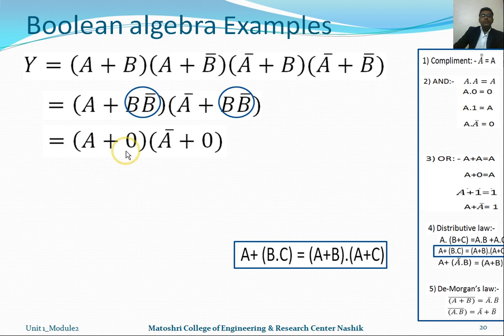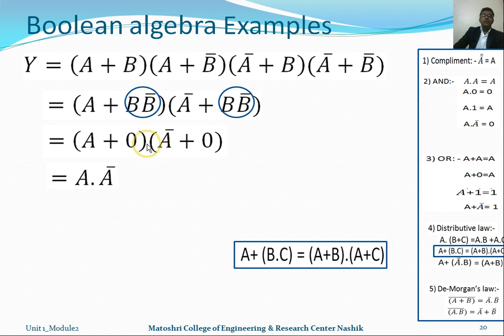So A is ORed with 0, and A complement is ORed with 0. So we are seeing the OR rules. When A is ORed with 0, we get the output as A. When A complement is ORed with 0, we get the same complement.